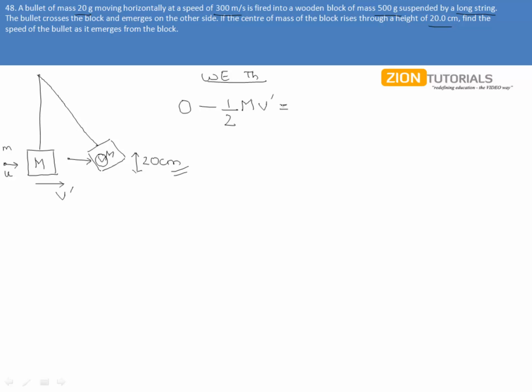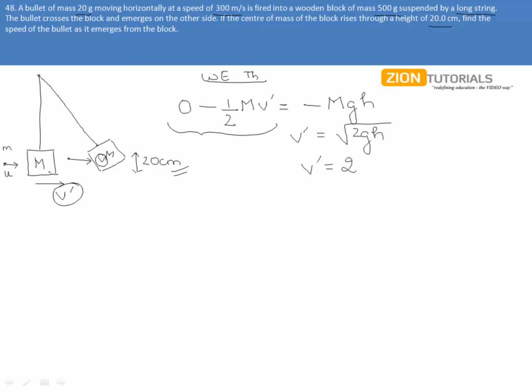And we need to take the total work done. This is the change in kinetic energy equals total work done. And work done is only by the gravitational pull. Since force is in the downward direction but the motion is in the upward direction, there is a negative work done of amount mgh, giving me the value of v dash to be under root 2gh. And since h has been given as 20 centimeters, we get the value of v dash to be 2 meters per second. Now we have the value of v dash and we need to find the value of v.